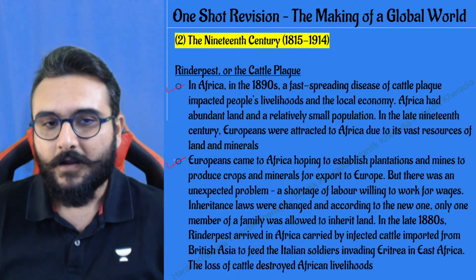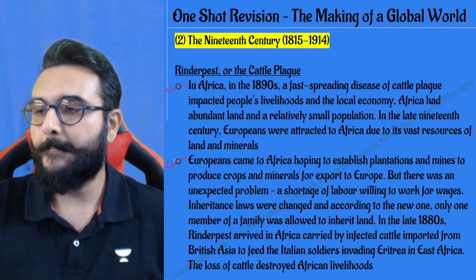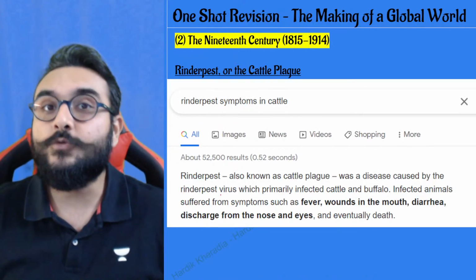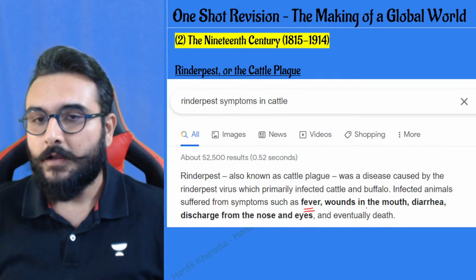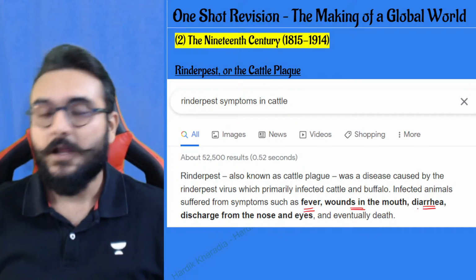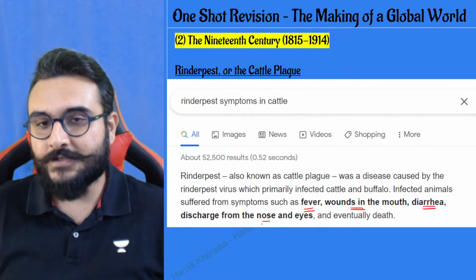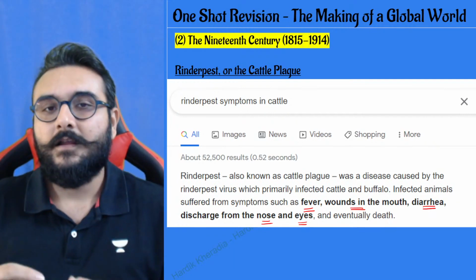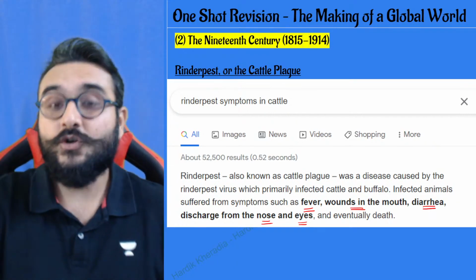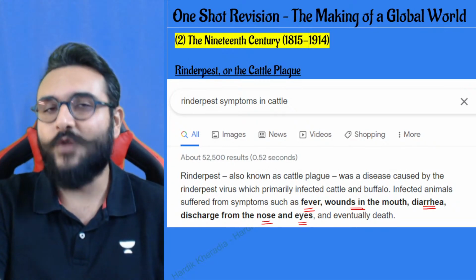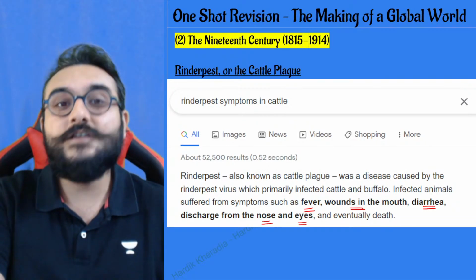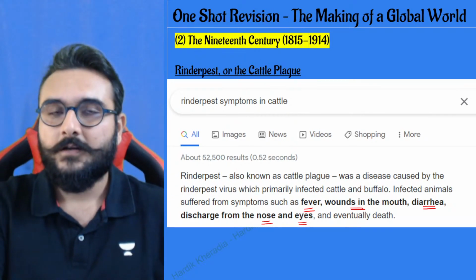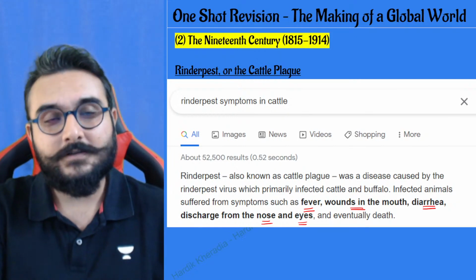Clear, everybody? How rinderpest affected? Sure. This is also clear. So I'm just giving you what happens to cattle in rinderpest. There is fever. There are wounds in the mouth. Diarrhea means loose motions. From eyes, nose, you can see some liquid coming out. Sometimes even blood. Sometimes pus. That is what happens to the poor cattle. So imagine how cruel these white colonizers were. This is what they did to the cattle, so that they could force the farmers to become laborers.